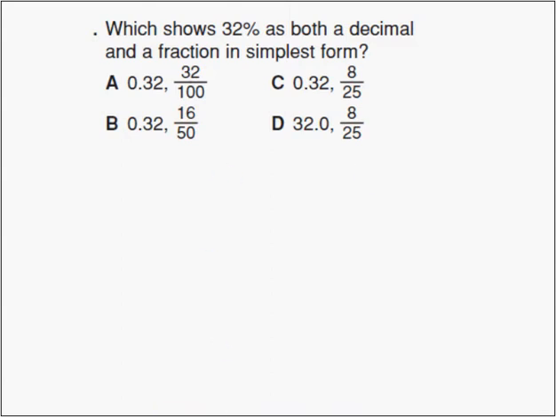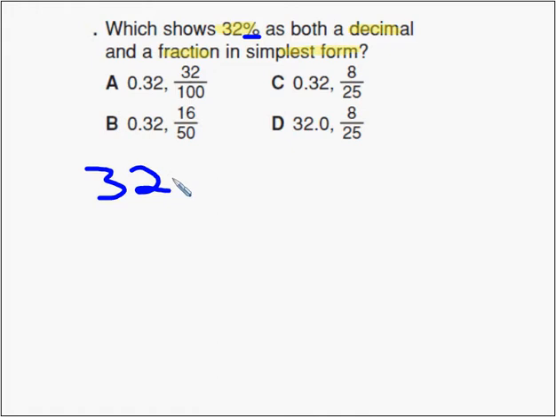One of the problems we'll see on the test is writing a percent which shows 32% as both a decimal and a fraction in its simplest form. Now we know that percent means per hundred or hundredth, so 32% is really 32 hundredths. It's the same thing.